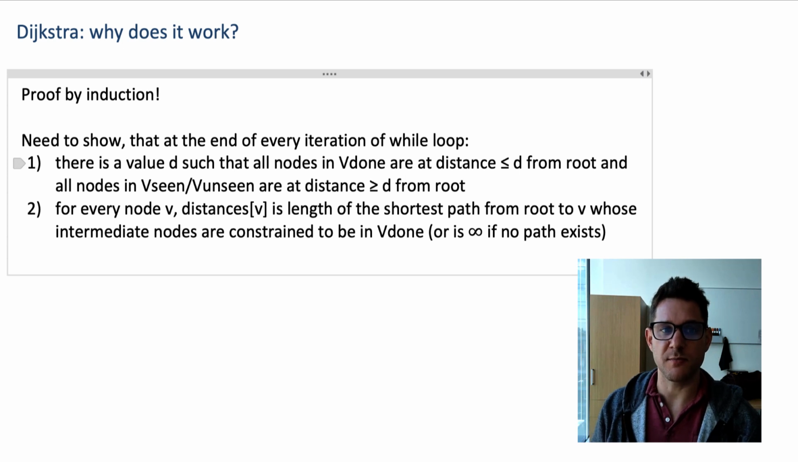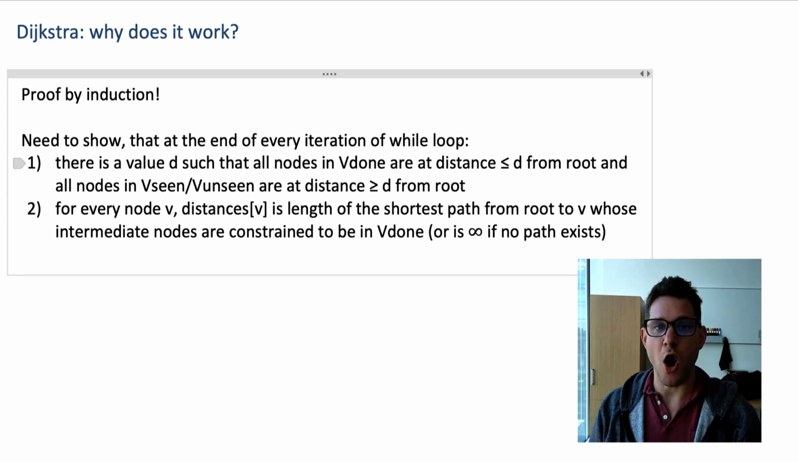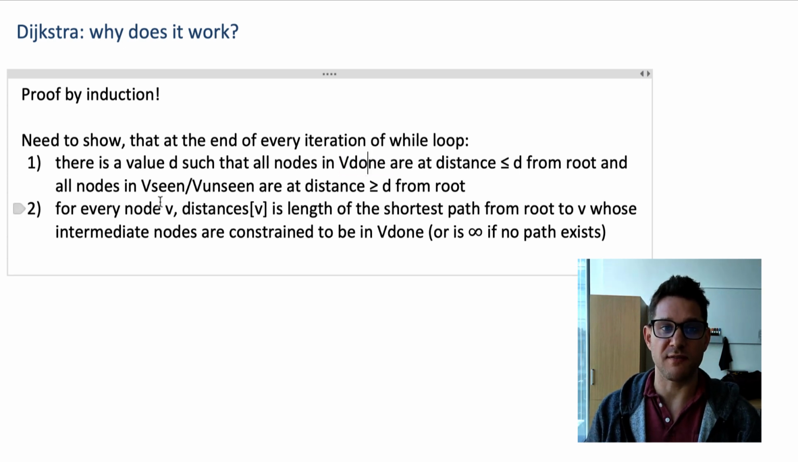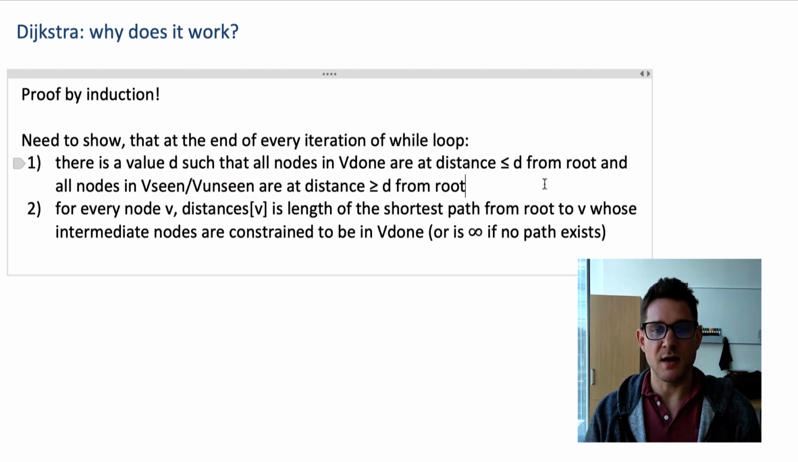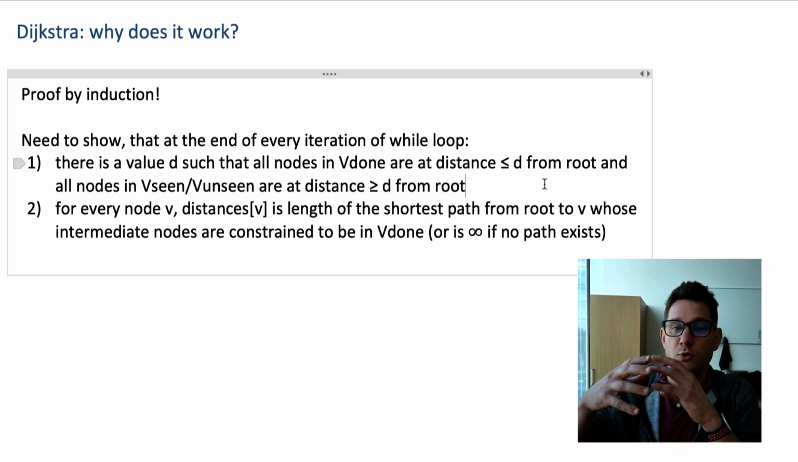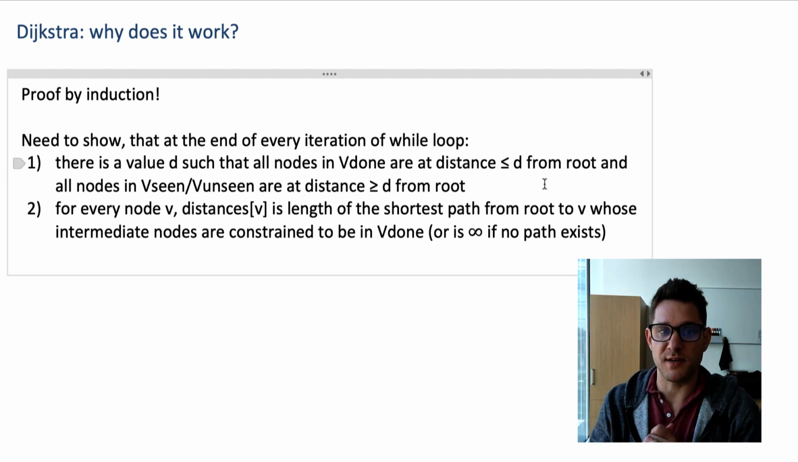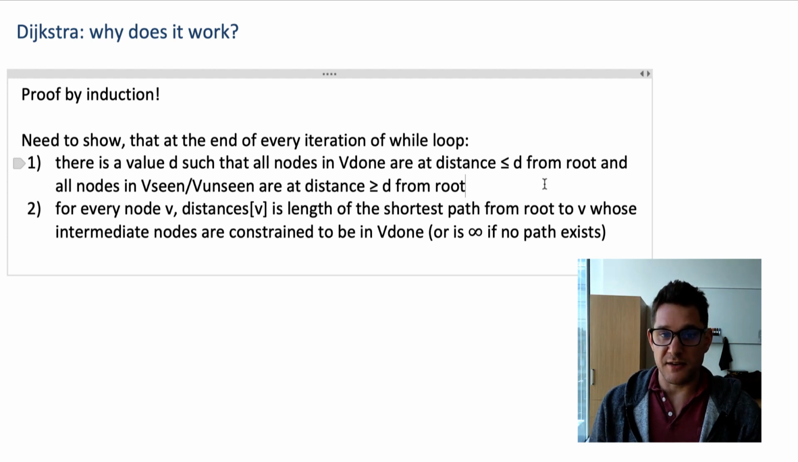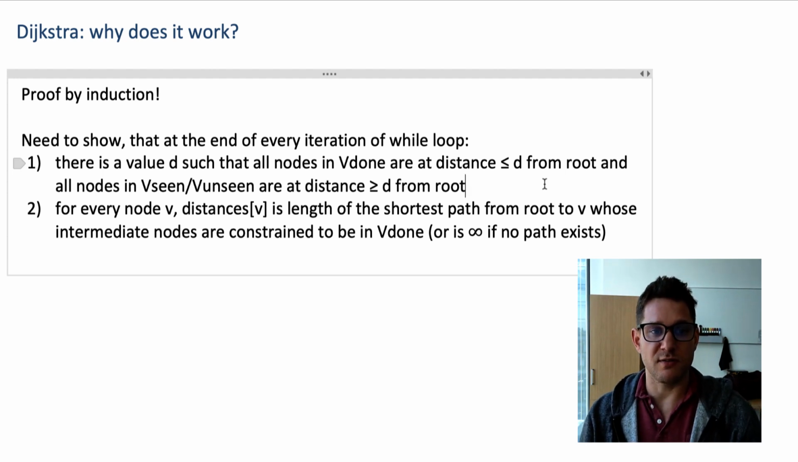First is that there's some value D which separates all of the nodes that are in VDone from all of the nodes that have either been seen yet, in VSeen, or have not been seen yet. So essentially there's a separator distance D from the root. All nodes that are closer than D to the root are going to be in VDone, and all those that are not as close as D to the root are going to be in either VSeen or VUnseen. That is going to hold true on every iteration of the while loop of Dijkstra.